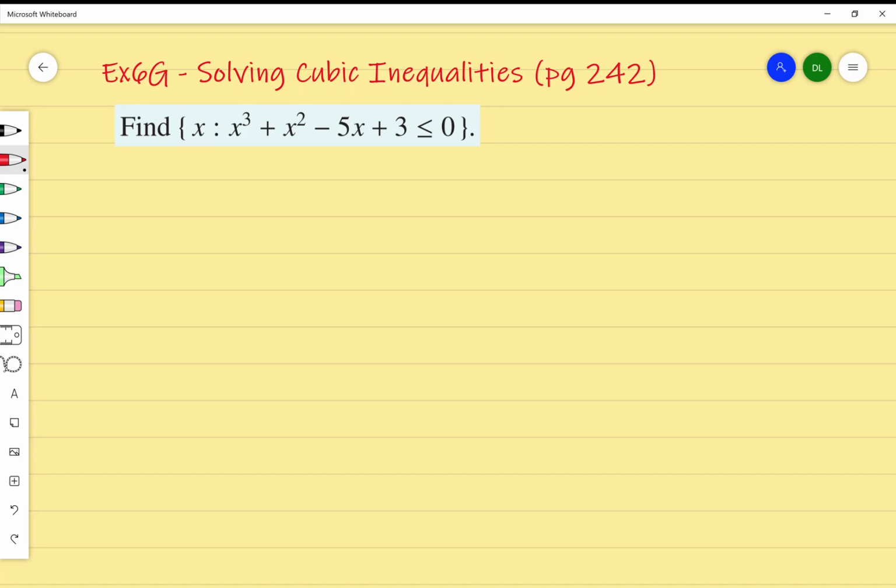This is exercise 6G on solving cubic inequalities on page 242 of your textbook. This is really just an extension of what you guys already know. We're combining our understanding of quadratic inequalities and cubic graphing.